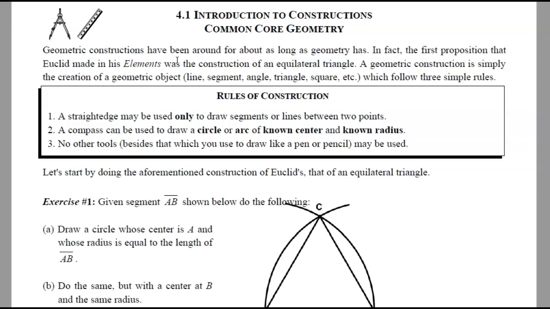As you can see at the top of this page, construction is defined to be the creation of a geometric object, which is a line, segment, angle, or polygon of some sort, following the simple rules in the box on page 1. A straight edge may be used only to draw segments, so you may not measure with a straight edge. We use rulers as straight edges, but not for the centimeter or inch markings. A compass can be used to draw a circle or arc of a known center and known radius, and no other tools besides the writing utensil can be used.